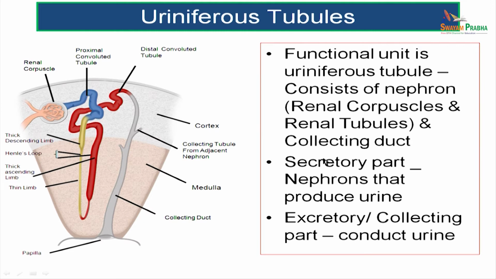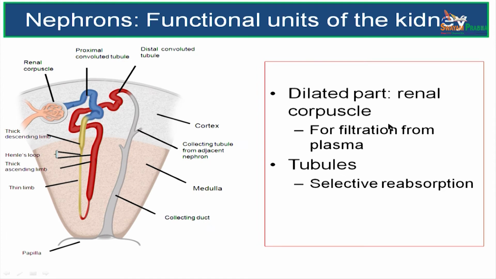Again, the uriniferous tubules can be divided into two parts, a secretory part and a collecting part. Excretory or secretory part is a nephron that produces urine. Excretory or collecting part is the collecting duct which is going to conduct urine. Let us look at some of the details of the uriniferous tubule. As I told you, the uriniferous tubule has got nephron and collecting duct.